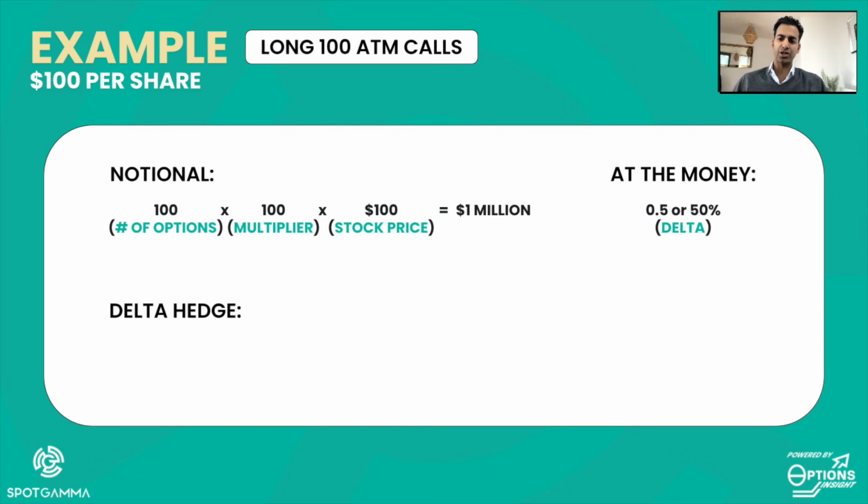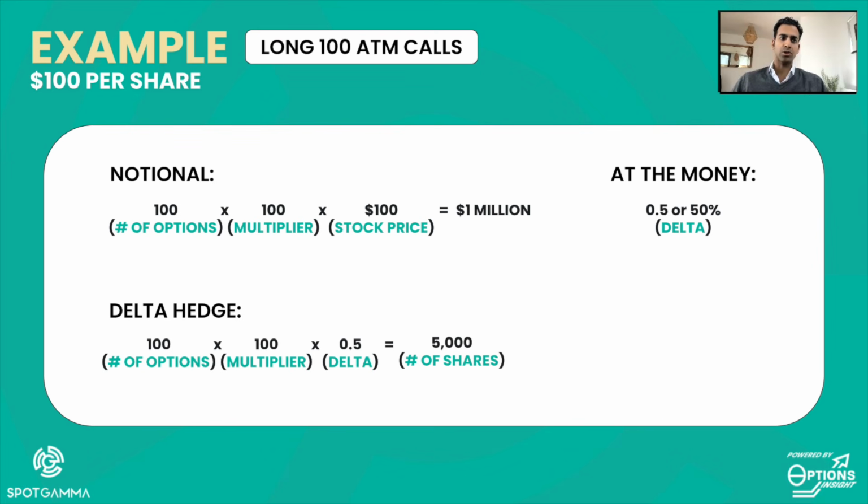So to delta hedge 100 options, the trader would need to sell 100 times the multiplier times the delta, this time 0.5, which would be 5,000 shares. The reason we are selling those shares is because the option is a call option, which has a positive delta. And to hedge that, we need to sell shares because that will act in the opposite direction to the delta of the option.